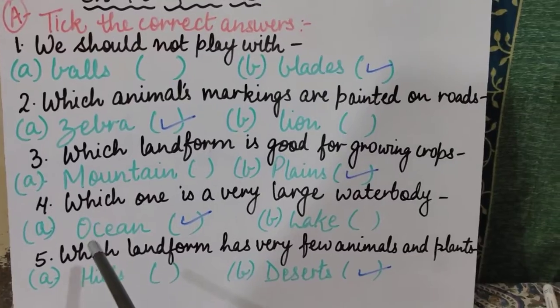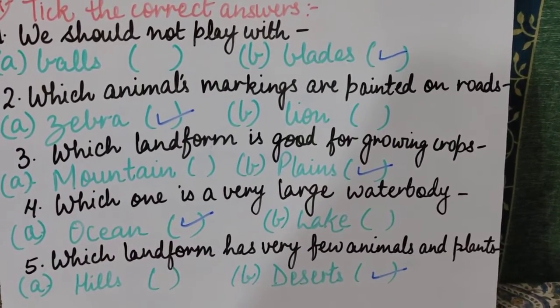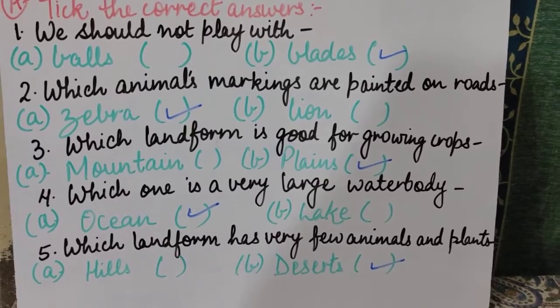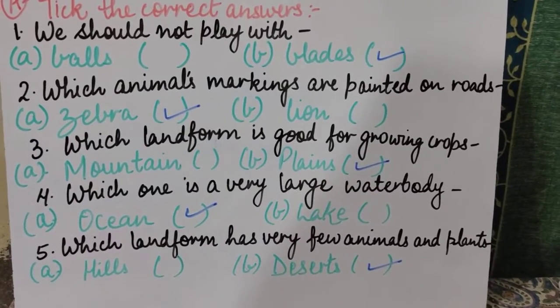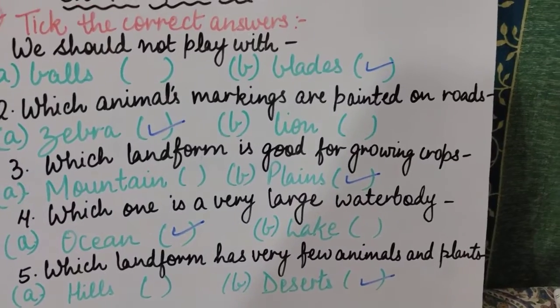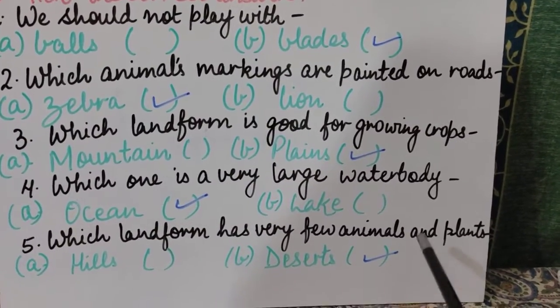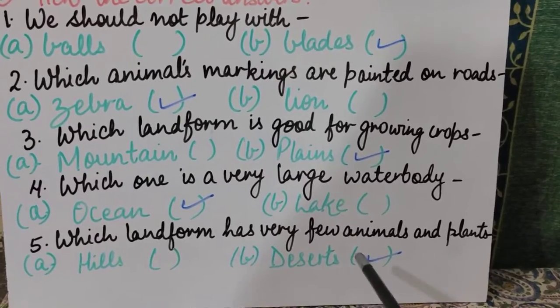Now coming to the fifth sentence, which landform has very few animals and plants? अब कौन सा landform ऐसा है जिसमें बहुत कम animals और plants होते हैं? So between hills and deserts, which is the landform which has very few animals and plants? This is deserts. The correct answer is deserts. Why?